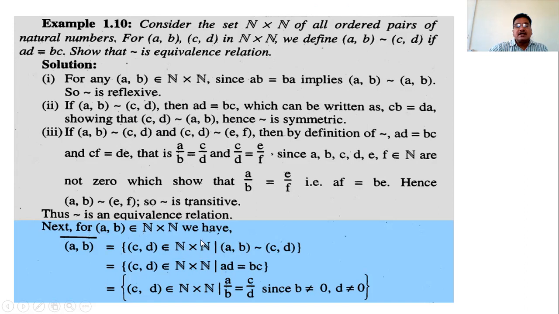And now we have to find the equivalence classes. Suppose there is no question to find equivalence classes, but for interest we are going to find them. Take any element from N cross N, suppose AB, and the equivalence class of this element AB is written as AB bar, equal to the set of elements CD from N cross N such that CD is related to AB. CD is related to AB if AD is equal to BC, and AD is equal to BC means A by B is equal to C by D. If this happens, then the two elements are related. So this is the set of elements from N cross N satisfying the property A by B is equal to C by D, and this is the equivalence class of AB.